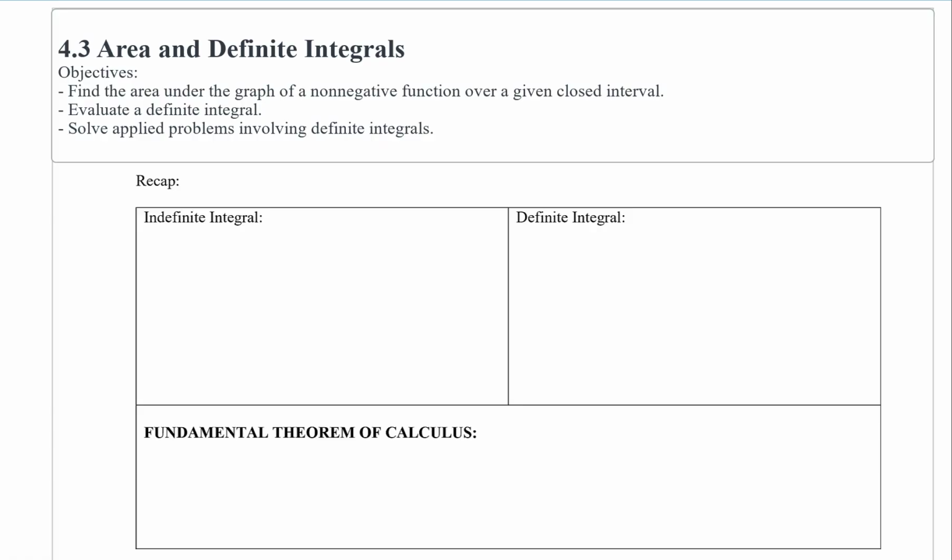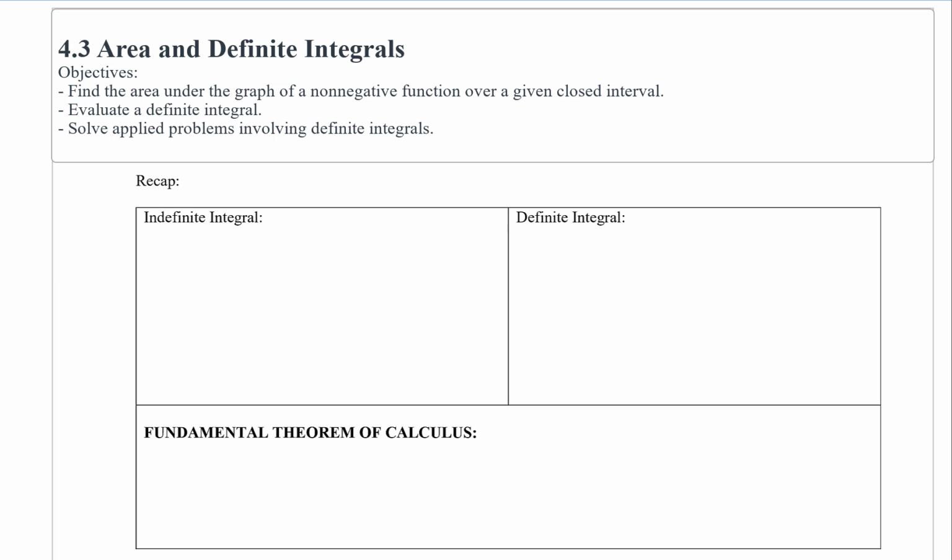Area and Definite Integrals. Objectives. Find the area under the graph of a non-negative function over a given closed interval. Evaluate a definite integral. Solve applied problems involving definite integrals.